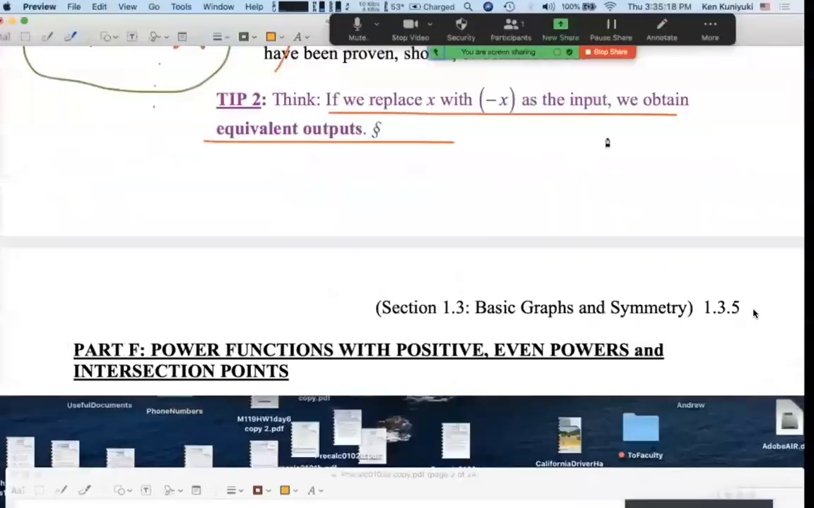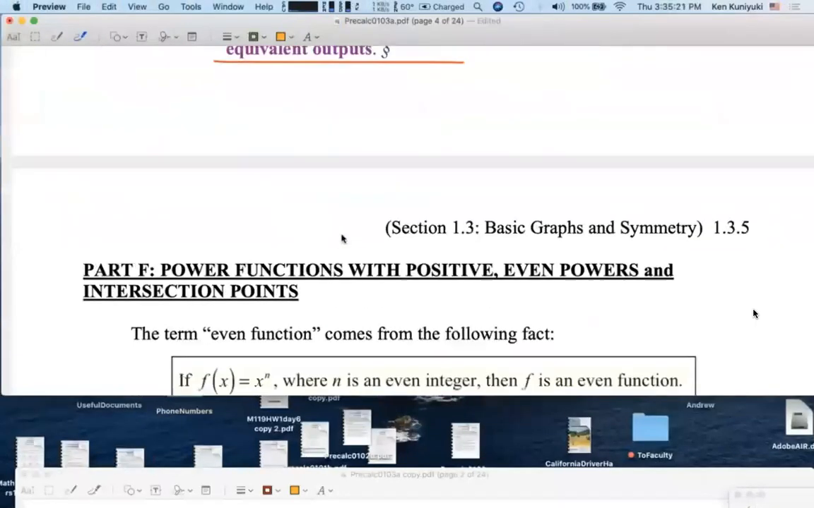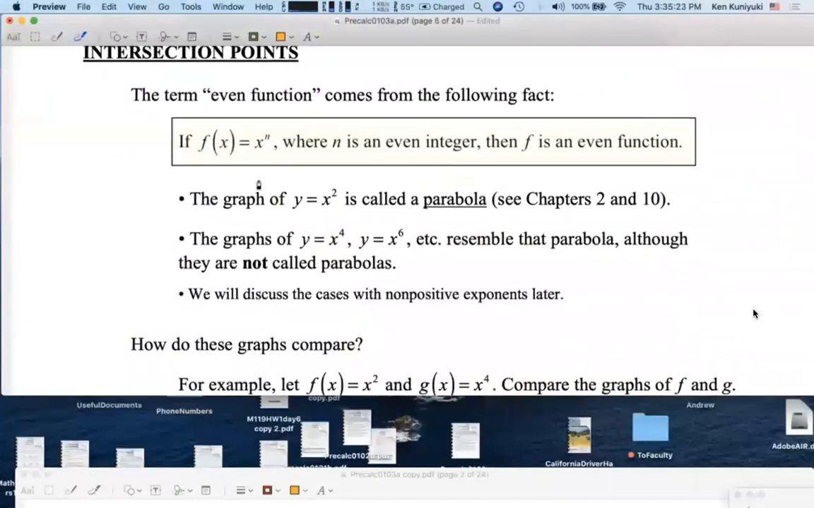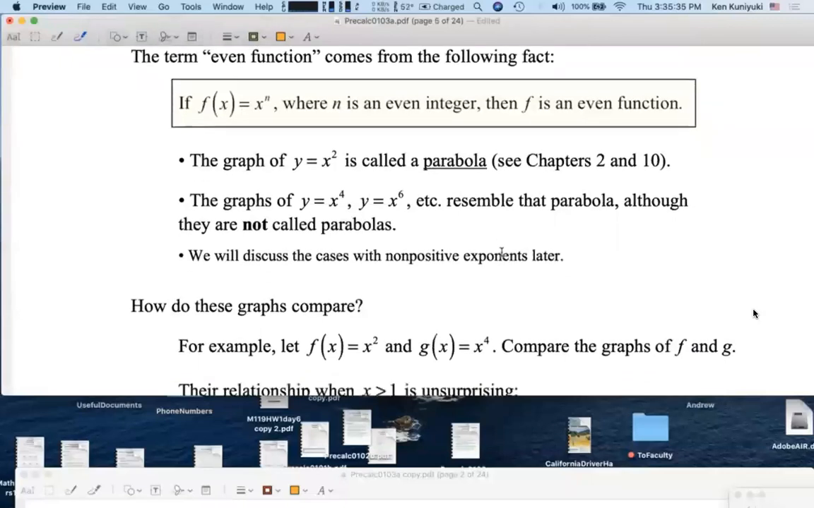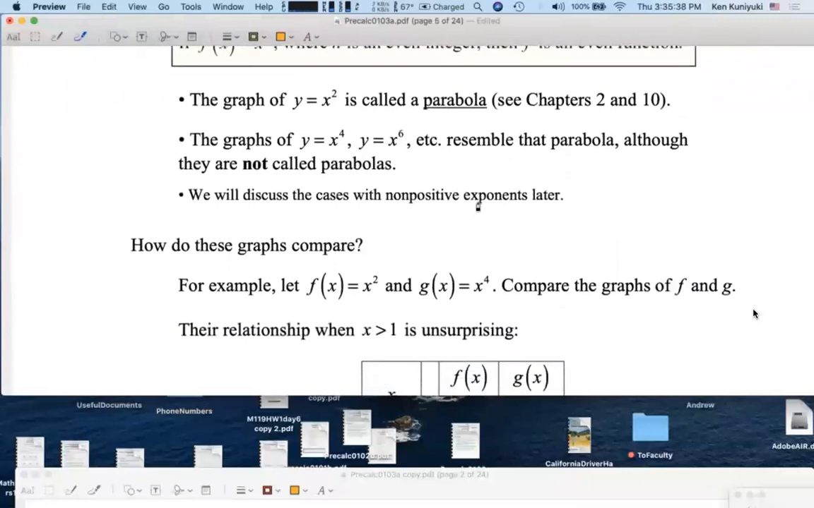So it's not surprising, for example, that, by the way, we're considering f of x equals x to the n, where n is an even positive integer for now, right? Although this is going to be even where n is any even integer. f would be an even function, right?